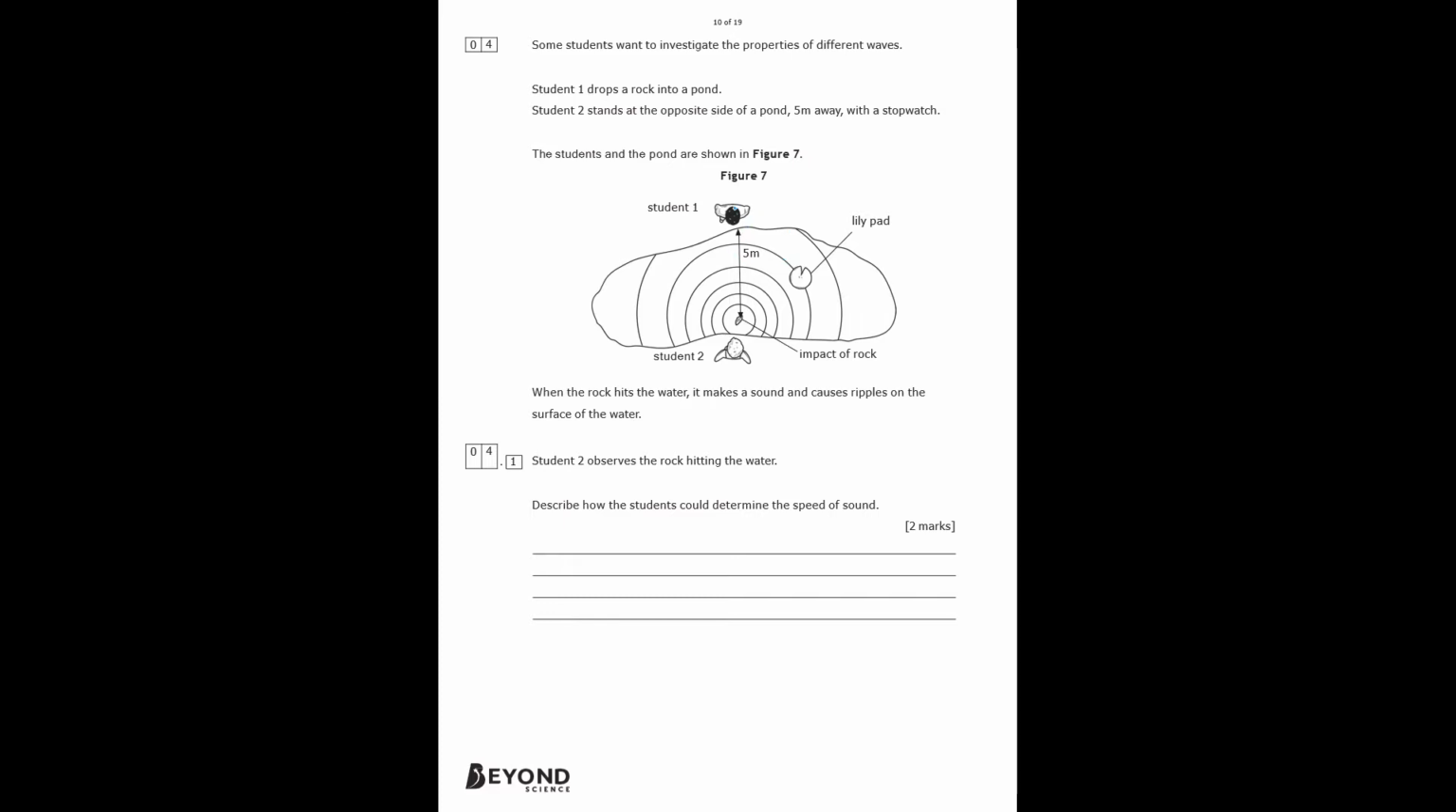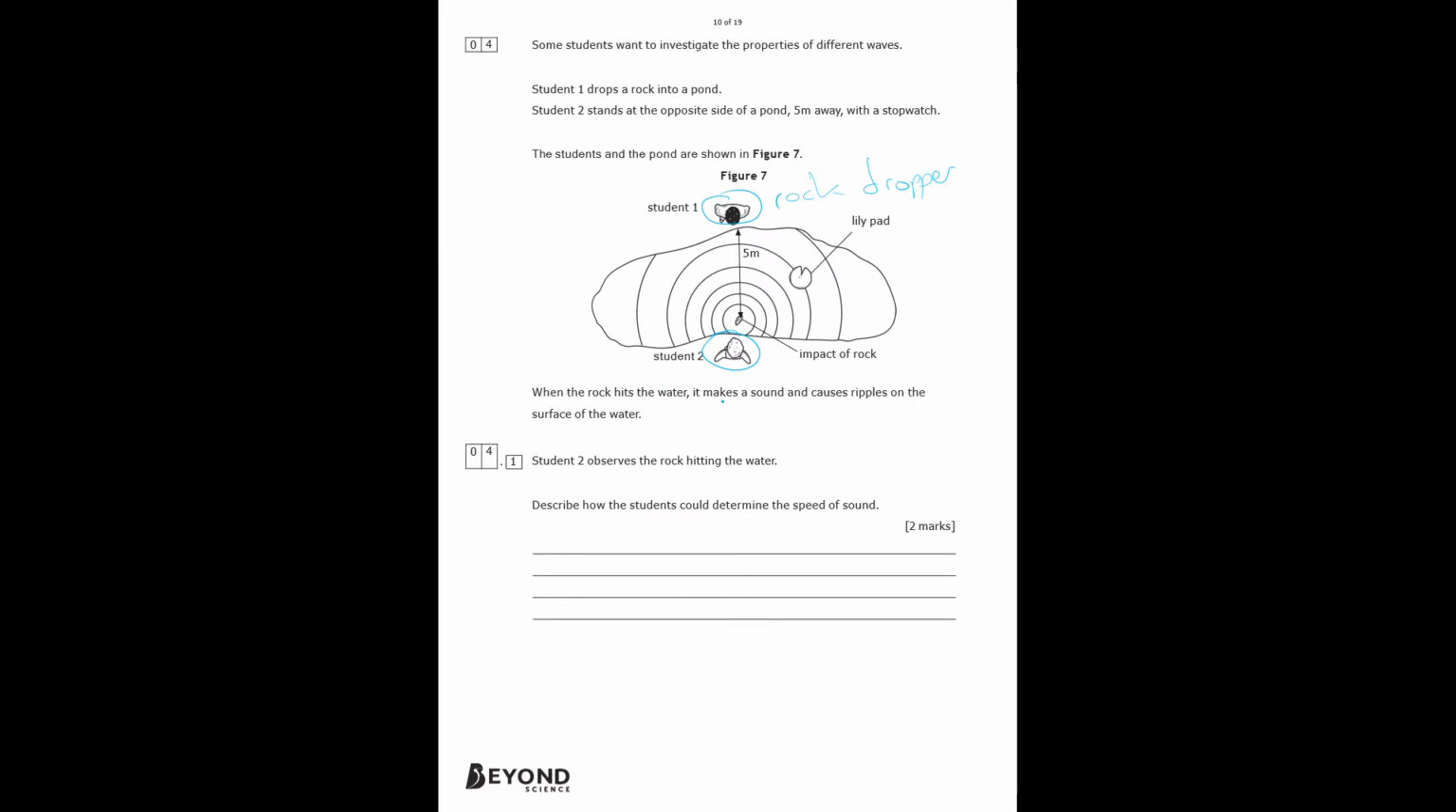So here we go, we've got student 1 who is the rock dropper, and we have student 2 who is the bearer of the stopwatch. The rock is going to be dropped. They've actually mislabeled that. Impact rock, yeah, tut.